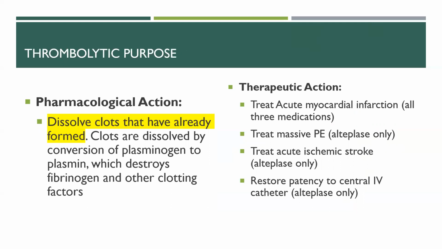Clots are dissolved by conversion of plasminogen to plasmin, because remember way back at the beginning of this lecture when we talked about the other half of our clotting system, this is the part that breaks it down. Therapeutic uses, all of them can be used to treat myocardial infarction, because all of these can dissolve the clot in the coronary artery. Now, TPA can be used for PE, ischemic stroke, and central IV catheter.